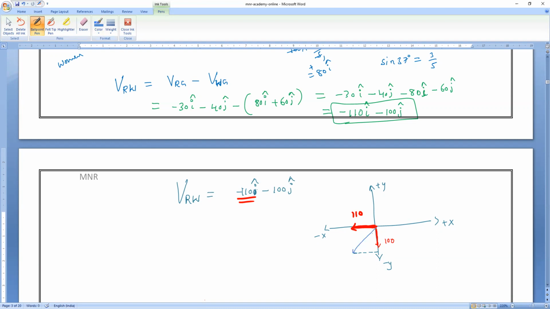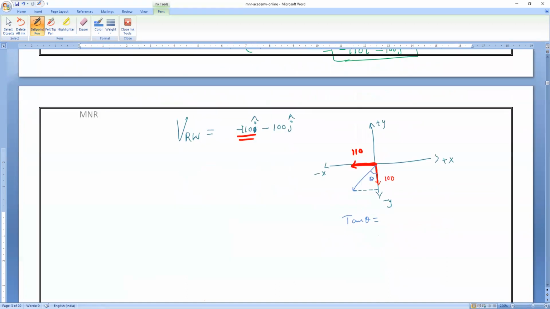So that is theta. We have to find it: what angle should the girl hold the umbrella at? Let us find it. How to find it? We all know tan theta is equal to how much, guys? 100 by 110, because the other side is also 100. This is the triangle, girl. Is it okay? This is 100 and this is 110.